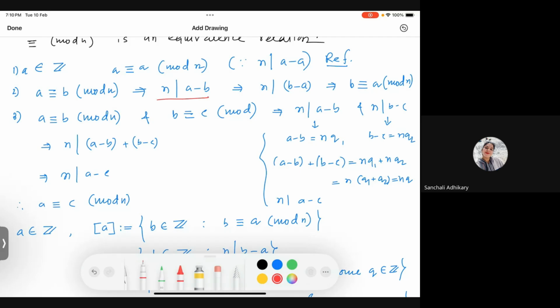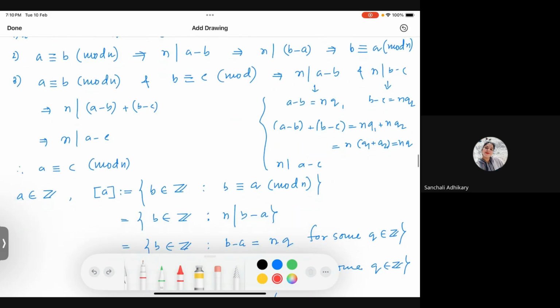Similarly, this is symmetric. N divides A minus B, which means N divides B minus A. Similarly, this is transitive.